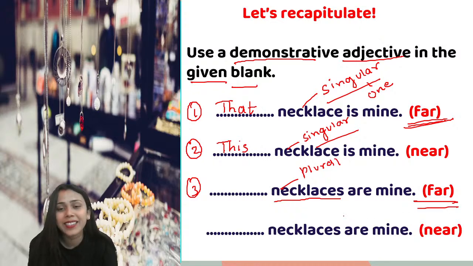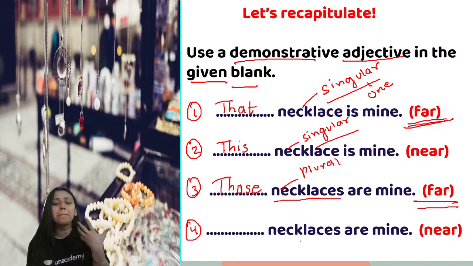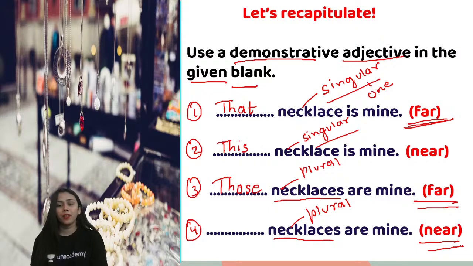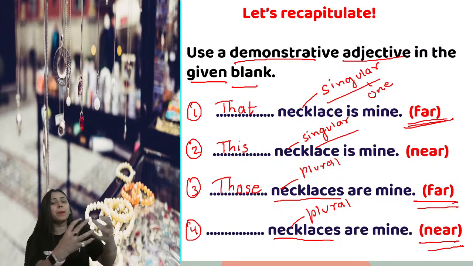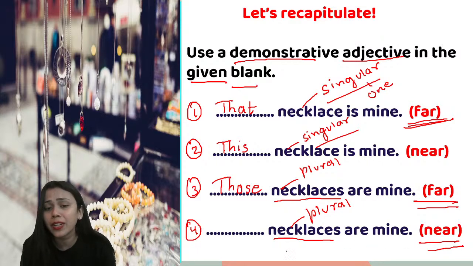Those. Yes, then we'll be using those for that. Those is a demonstrative adjective. Now the next one is: dash necklaces are mine. Here also you can see this noun is plural. यहाँ पे ये noun plural है but ये noun जो है अब पास में आ गया है. वो necklaces जो दूर में रखे हुए थे वो अब पास में आ गए. Okay, then what demonstrative adjective shall we use?